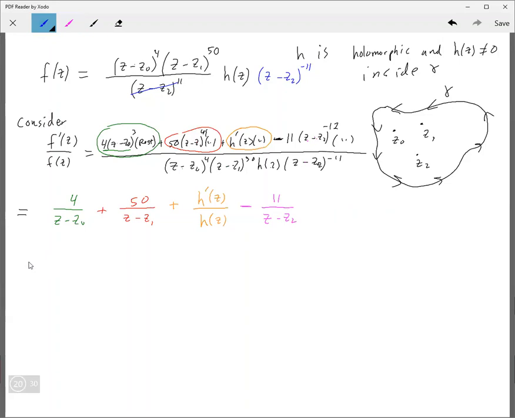Okay, so where am I going with this? Well, let's suppose that we want to find the integral around this curve of f prime of z over f of z. According to what we just did, we know that it's 4 over z minus z naught plus 50 over z minus z1 plus h prime of z over h of z minus 11 over z minus z2.